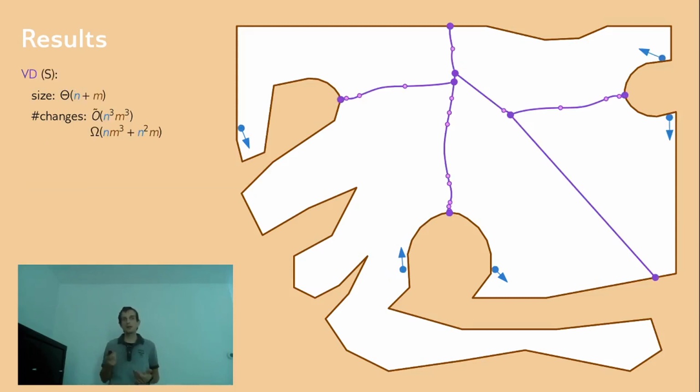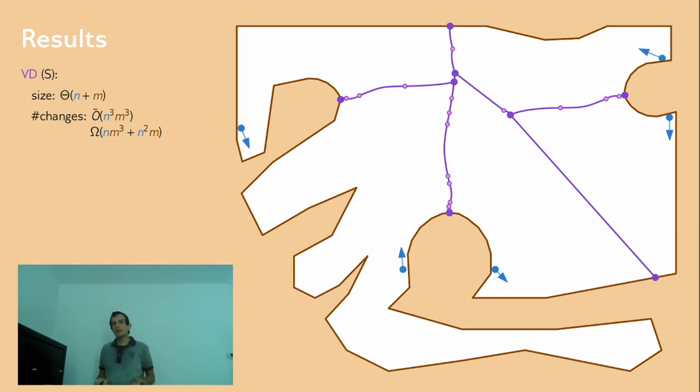Okay, so using these results, we get our results for the Voronoi diagram itself, which has linear complexity now in both the number of sites and the complexity of the polygon. But here we do have worse bounds. We argue that the number of changes of the geodesic Voronoi diagram is at most something like n³ times m³, which is fairly high. And we only have a lower bound that says that the number of events is at least n, the number of sites, times m³ plus n squared m. So there is quite a gap between the upper and lower bounds here.